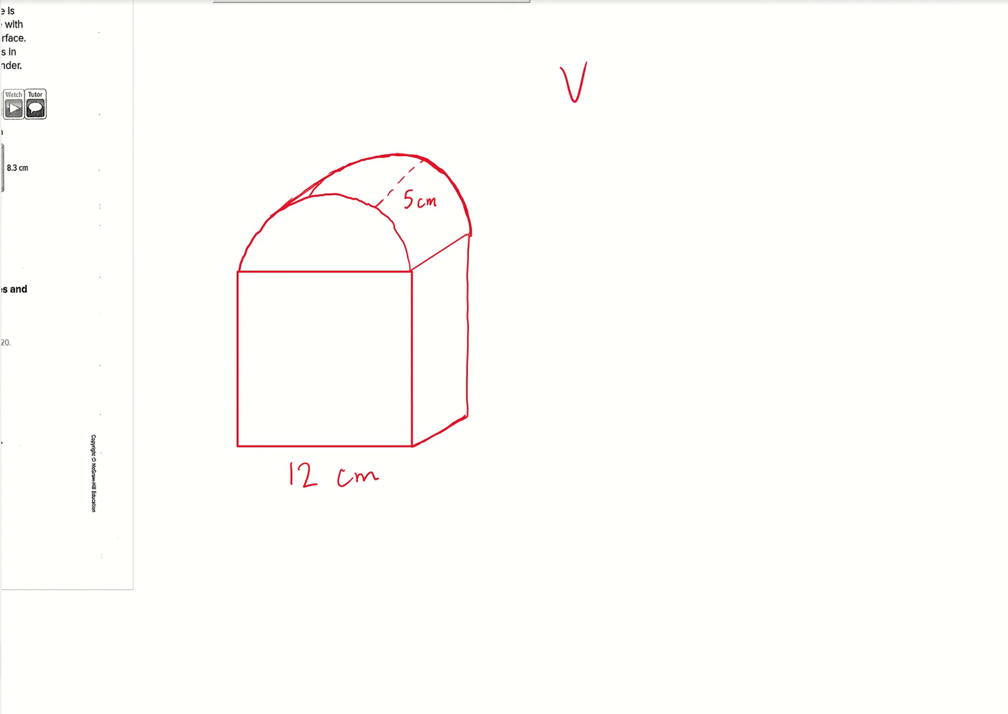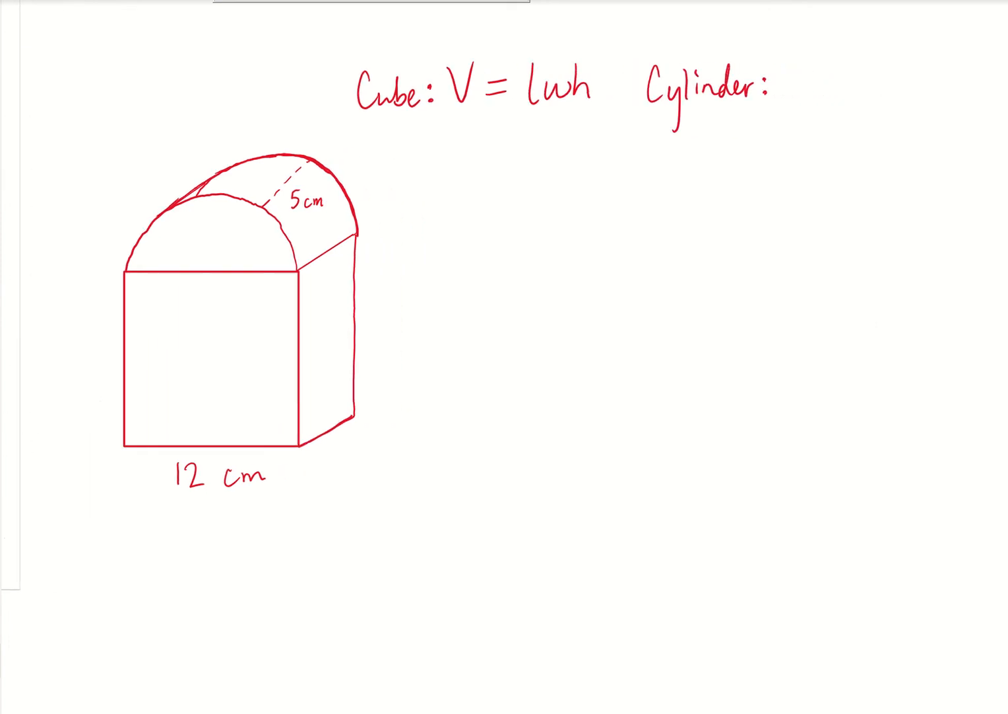All right, so let's look. First of all, we have the volume of a cube. So I'm going to start with the cube portion. Volume for a cube is length times width times height. And then the volume of a cylinder, which is our other part here, is pi r squared times the height. All right, so let's start with the cube part.